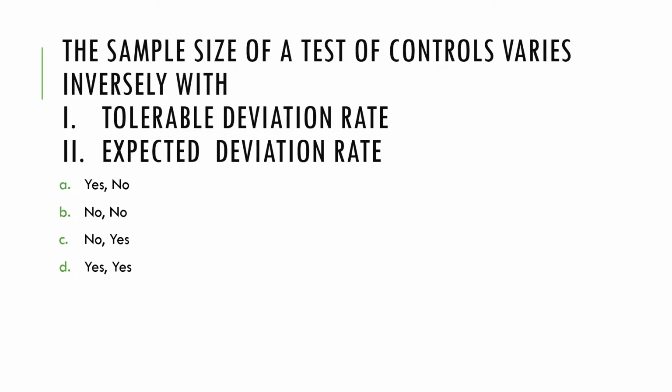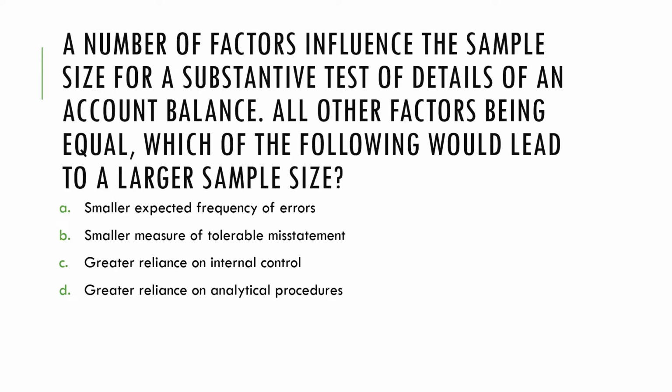Next, the sample size of a test of controls varies inversely with. We know if it's tolerable, it's inverse, but if it's expected, it's direct. So therefore, yes, inversely, yes and no. So yes and no, that should be alpha. And if I'm not mistaken, this must be the last question.